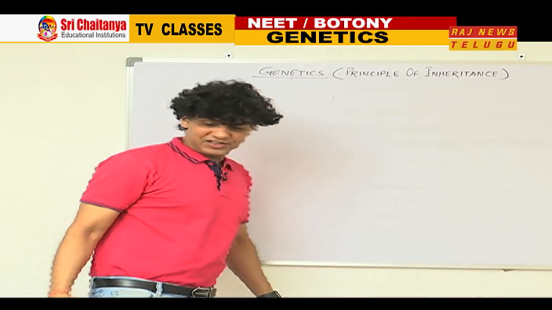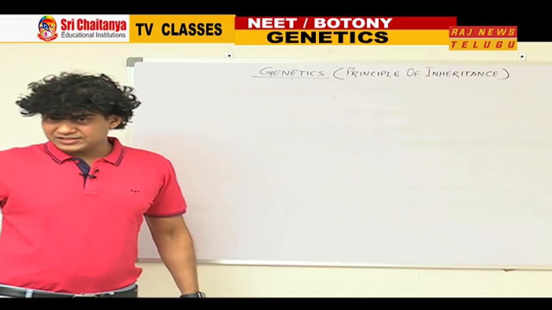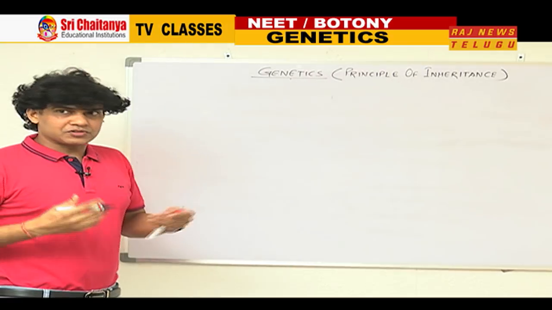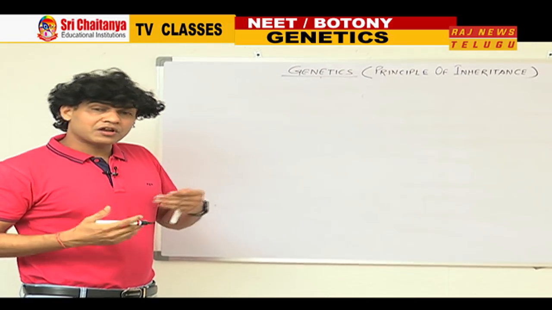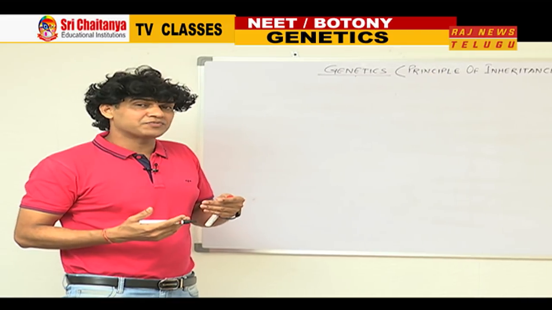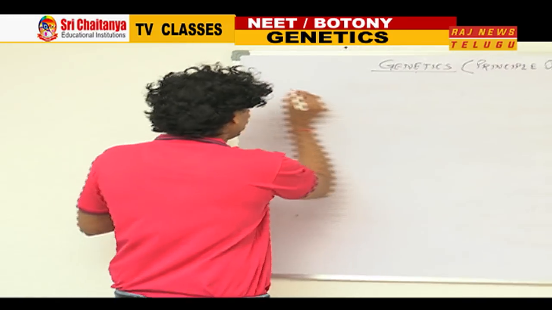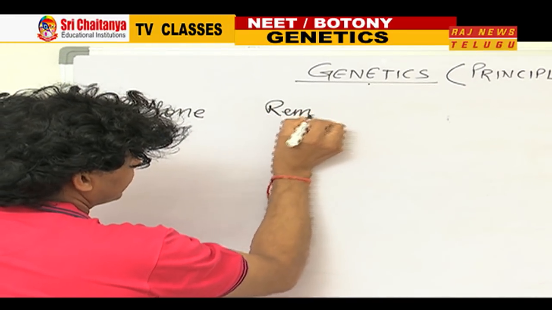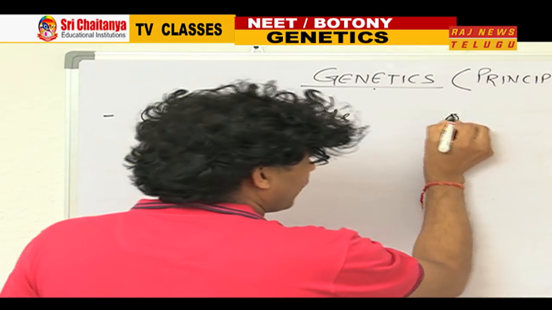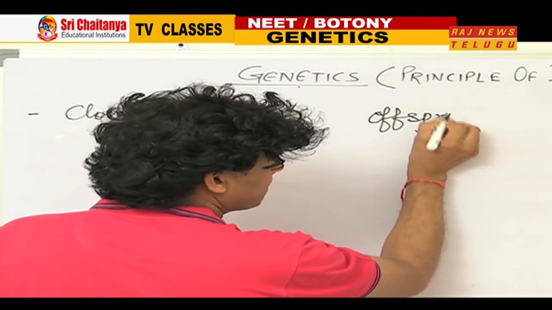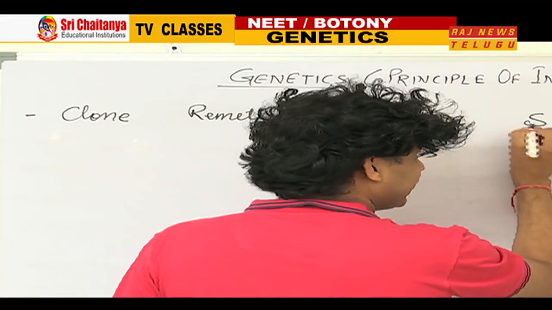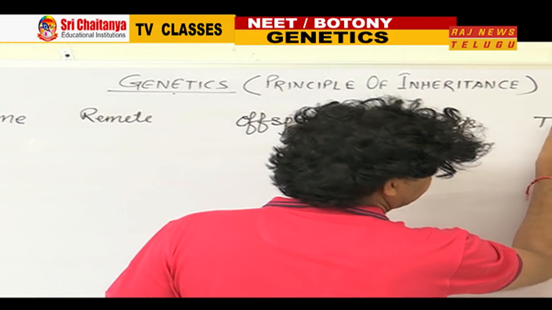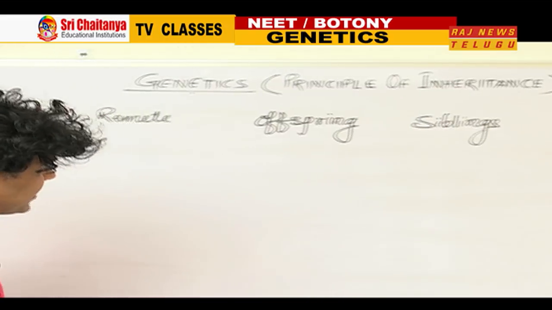I mean to say, the term genetics means study of inheritance, also called heredity, and the variations. Now we will discuss some more terms regarding genetics so that this journey of genetics becomes more convenient, because we have to use these terms frequently. Let us discuss clone, gamete, offspring, siblings, and twins. These are some of the related terms.